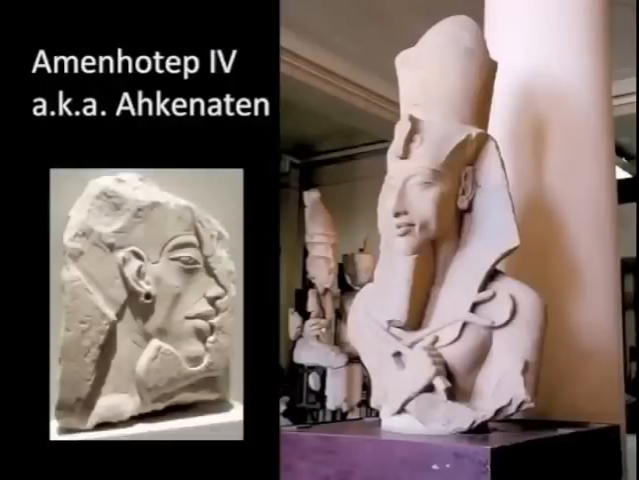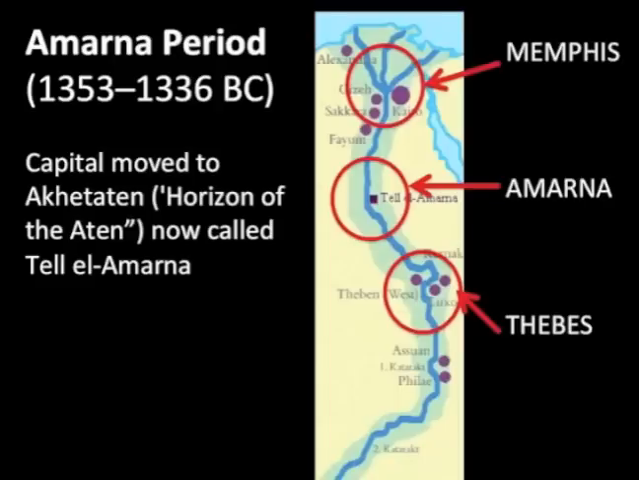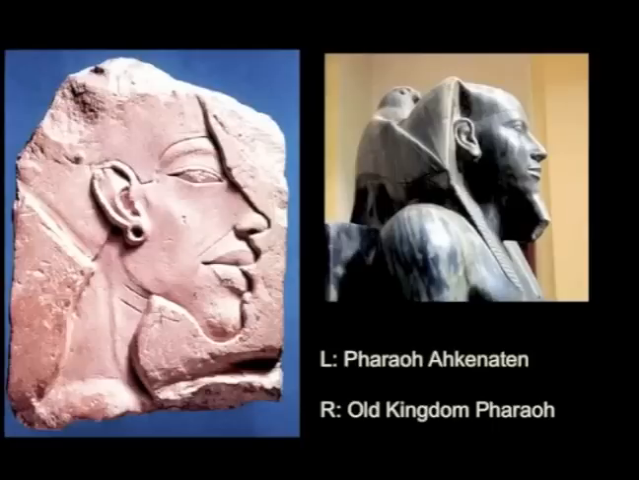Amenhotep IV changed his name to Akhenaten. Aten, the end of his name, meant sun disk. Akhenaten also moved his capital to Amarna, so sometimes we call the period where Akhenaten and related dynasties were ruling the Amarna period. The god that he followed was the sun disk, so there was this cult of the sun disk with Akhenaten. But I just want to call your attention to this portrait of Akhenaten.